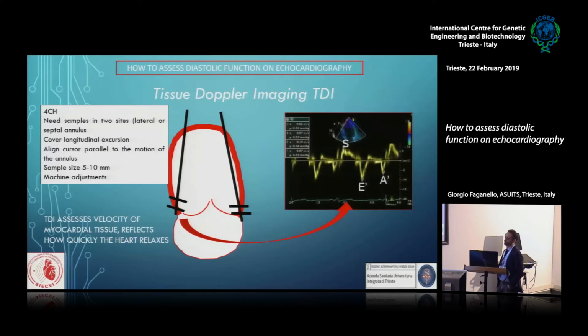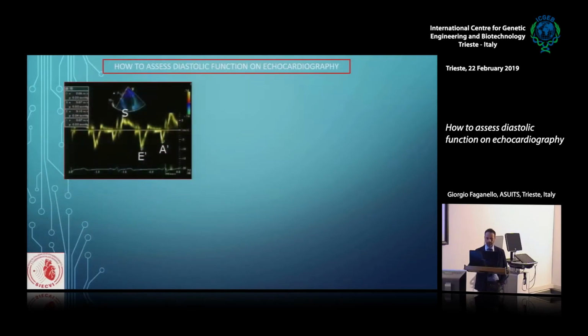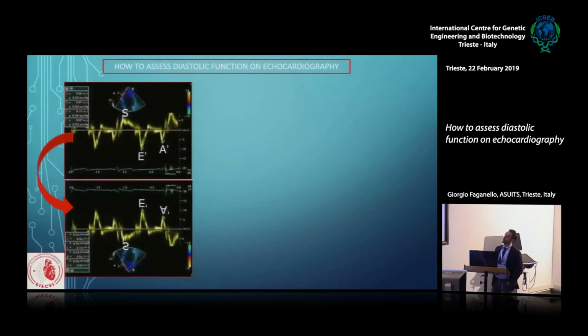Okay? And if you reverse your waves, you get your mitral pattern. Okay? But don't forget that the mitral pattern that you are used to is blood flow. This is muscle movement. Okay? But it reproduces at some stage the same movement of the blood flow.